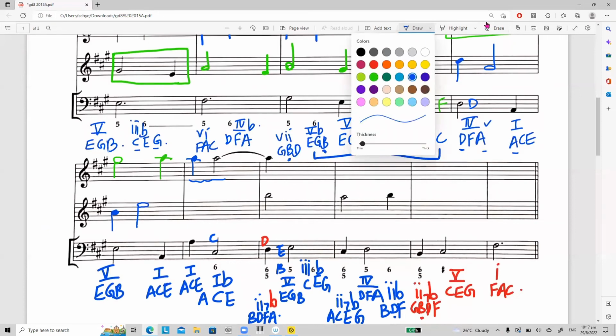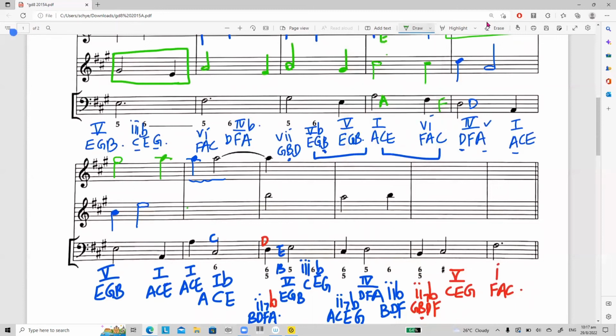So C, we haven't used the C yet. So it happens that this C can be shared by these two chords. So this one can last for two minims. And then after C, the next note I can choose E because it's going upwards. So I can choose E to close the gap.